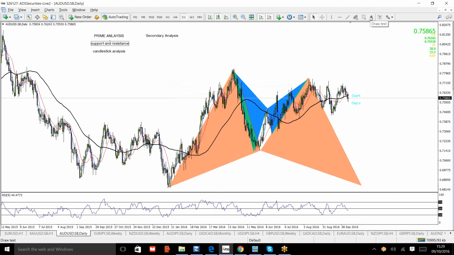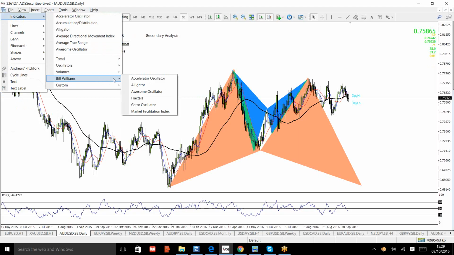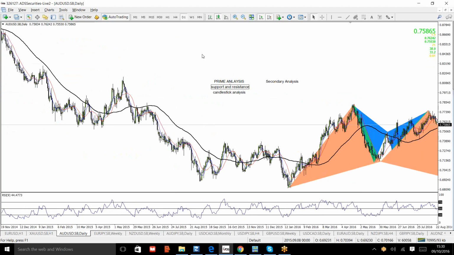Good. Now, secondary analysis, what is it? Secondary analysis can be any indicator: stochastic, Bollinger Bands, RSI, awesome oscillator, accelerator oscillator, market facilitation, volumes, MACD, bulls power, bears power. Any indicator is a secondary analysis. You understand? It's a secondary analysis.